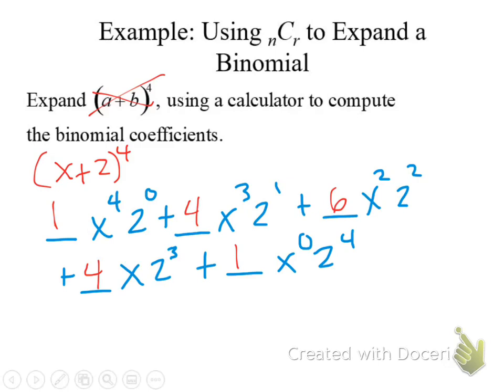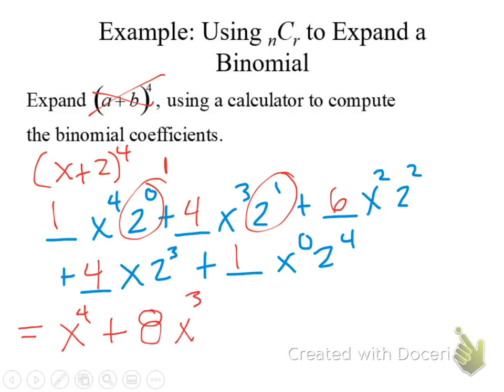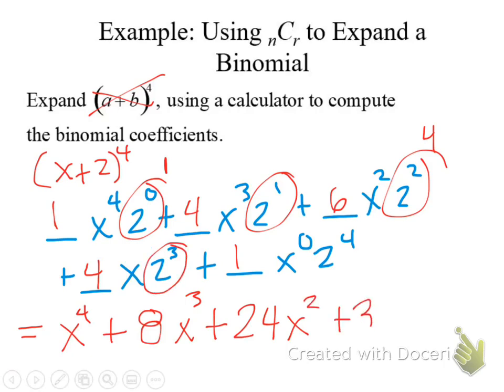Okay, so with that, I still need to simplify. 2 to the 0 is 1, so that first term is just going to be x to the 4th. Plus, well, 2 to the first is 2 times 4, I'd have 8x cubed, plus 2 squared is 4, 4 times 6 is 24x squared, plus, well, 2 cubed is 8 times 4 is 32x. And last but not least, 2 to the 4th is 16. And so that's going to be this polynomial.